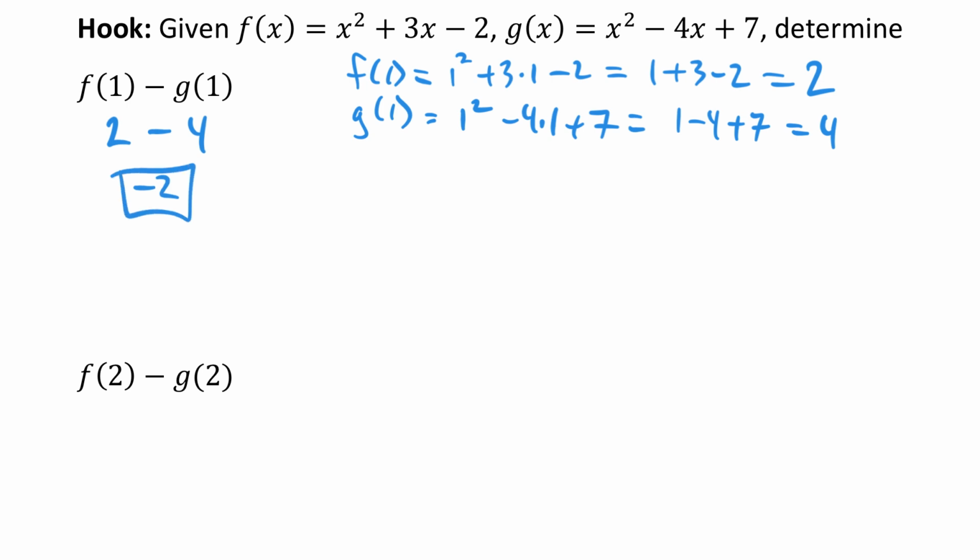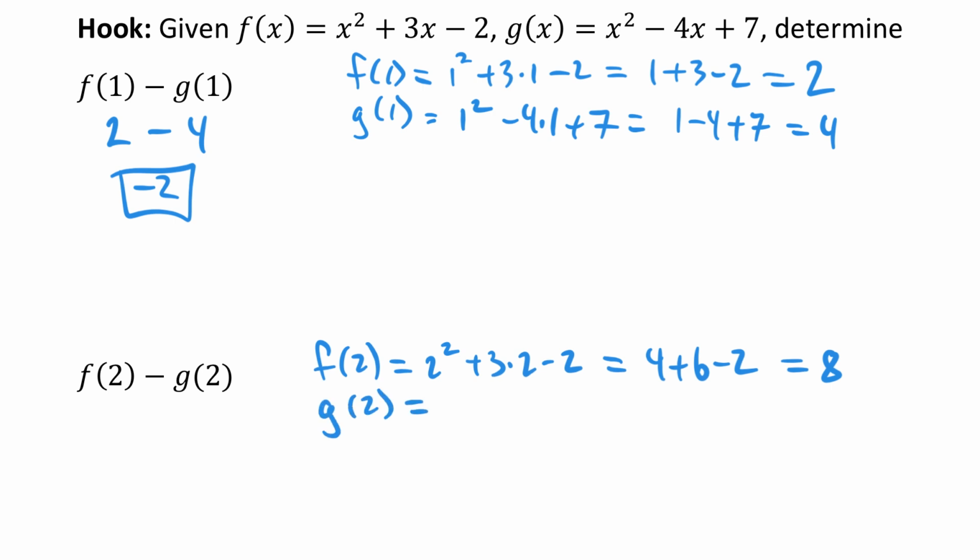All right, let's go ahead and try it again with a different x value. So go ahead and pause the video and give it a try yourself. Find f of 2, find g of 2, and then subtract these two values. All right, so assuming you gave it a try, f of 2 is 2 squared plus 3 times 2 minus 2. So 4 plus 6 minus 2, which is 8.